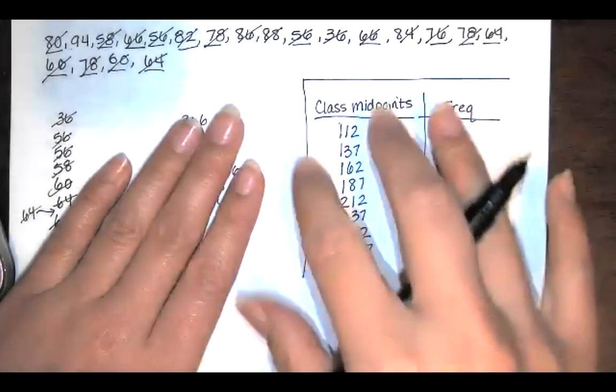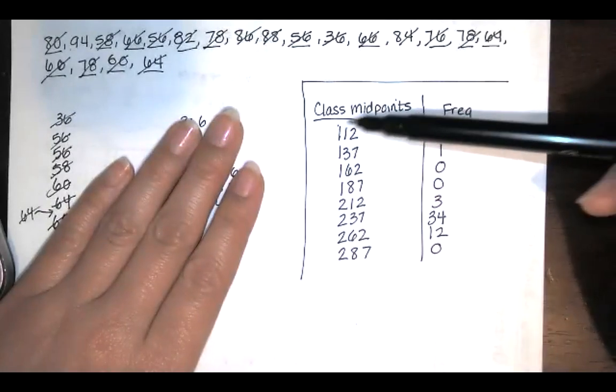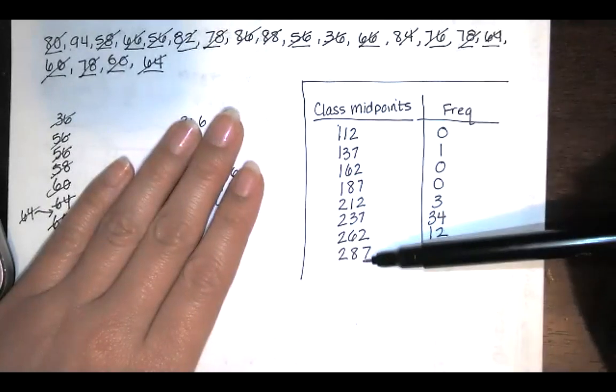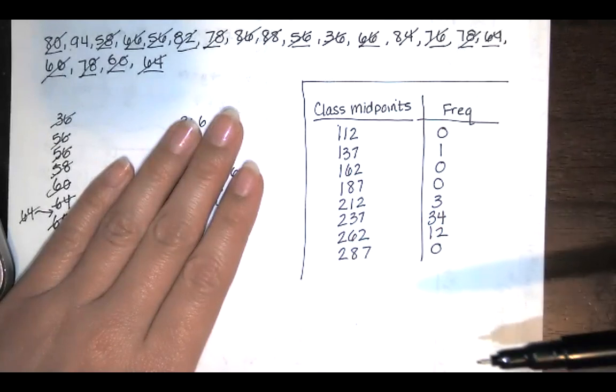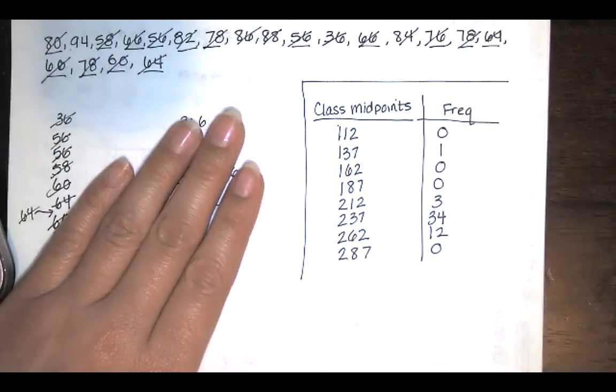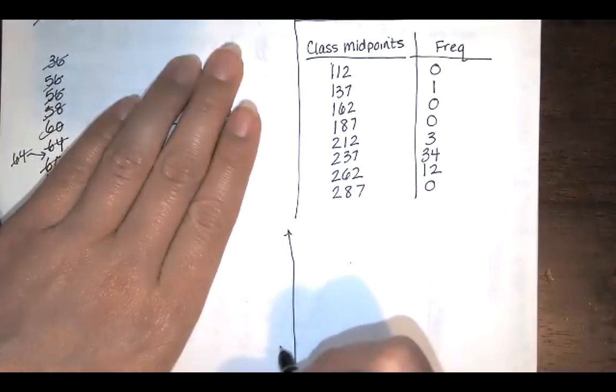So this is kind of like our frequency distribution, but rather than having that range of values in each class, we've listed the class midpoints, and then we added an extra class at the beginning, and we added an extra class at the end. And now we want to take these values and graph them.